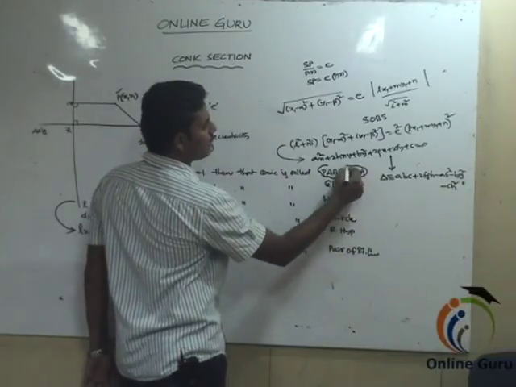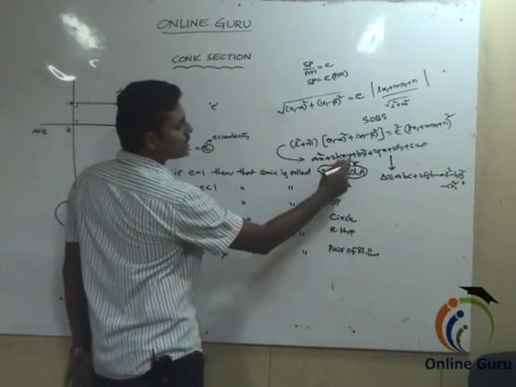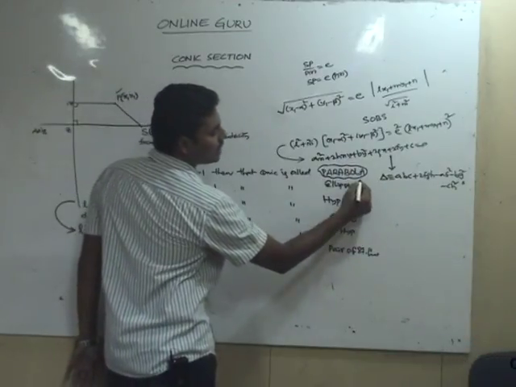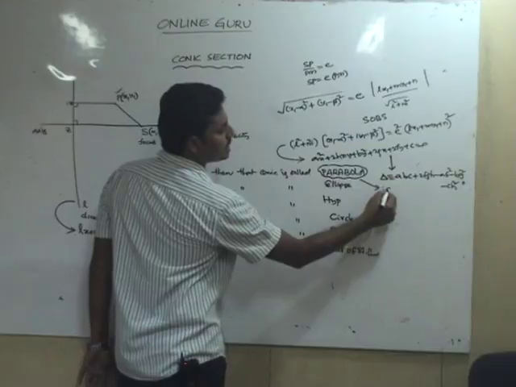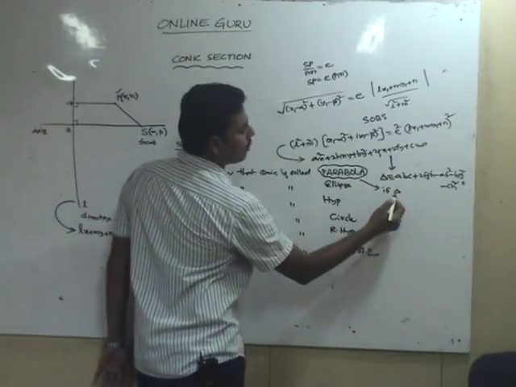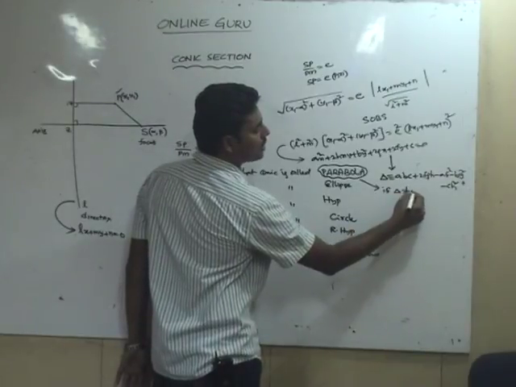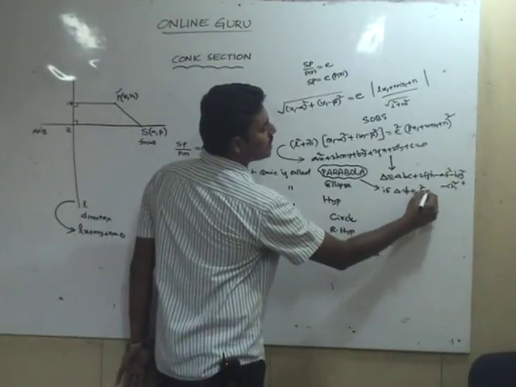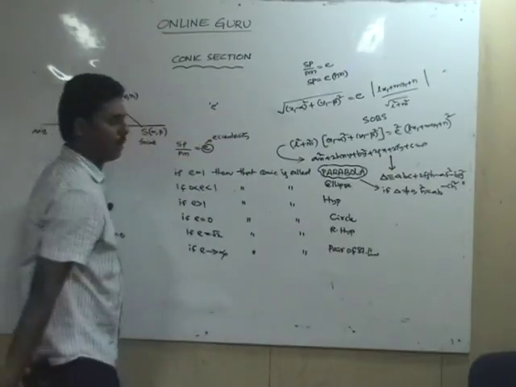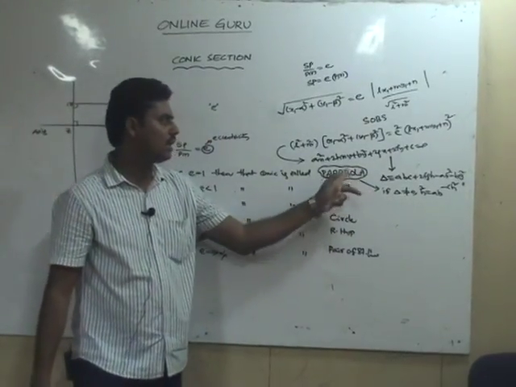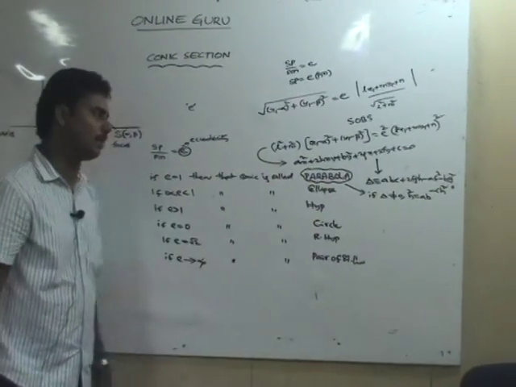First one is nothing but the parabola. This equation represents a parabola if it satisfies this condition: if delta is not equal to 0 and h square is equal to ab. If this equation satisfies this condition, then that equation denotes the equation of the parabola.